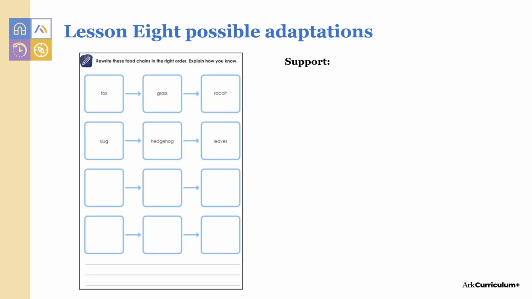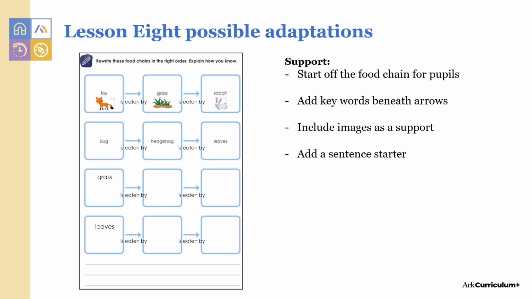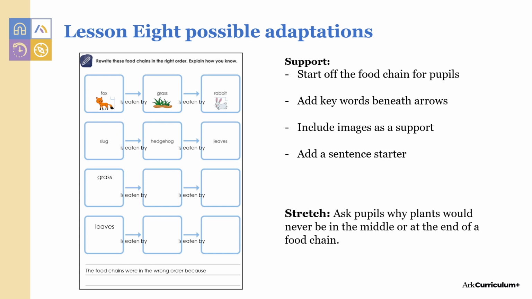In Lesson 8, pupils are given two incorrect food chains. They are asked to complete them correctly underneath and explain what was wrong in the first ones. Support pupils by starting off the food chain. Add keywords beneath the arrows to remind them. Include images as support. And add a sentence starter. Stretch pupils by asking them why plants would never be in the middle or at the end of a food chain.